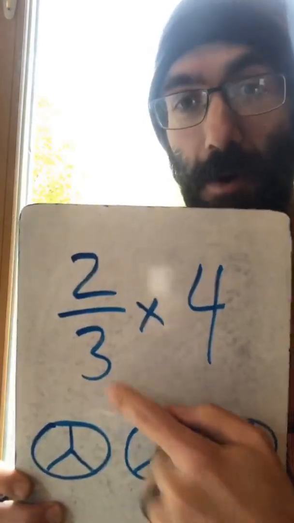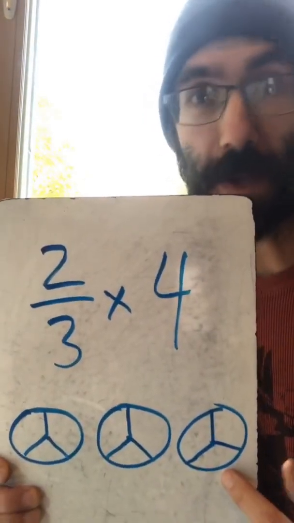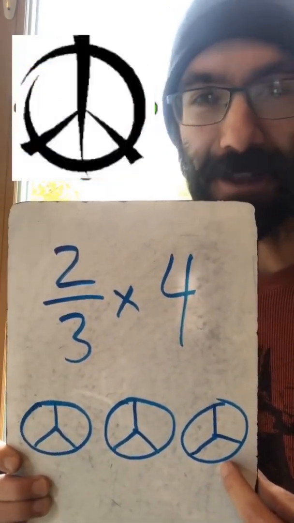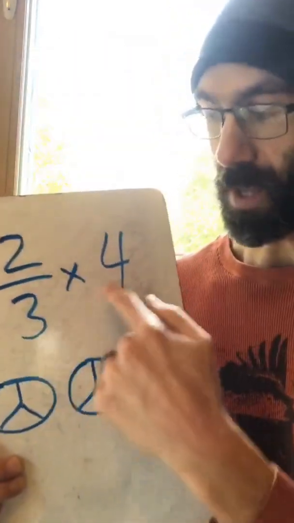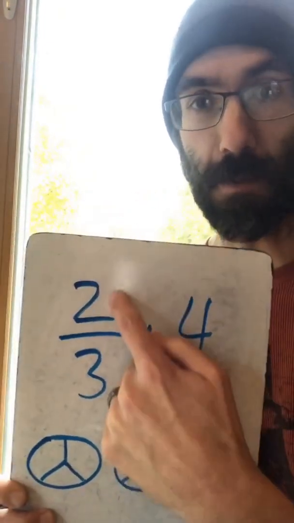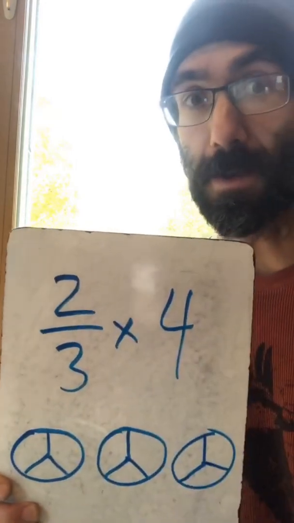If we're dealing with thirds, you can draw circles that have 3 equal pieces. Peace sign, that's kind of cool, right? Anyway, 2/3 times 4 means the same thing if you just multiply the whole number times your numerator. 4 times 2 is 8.